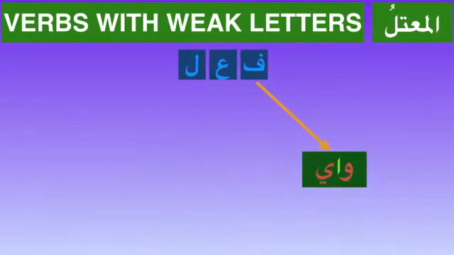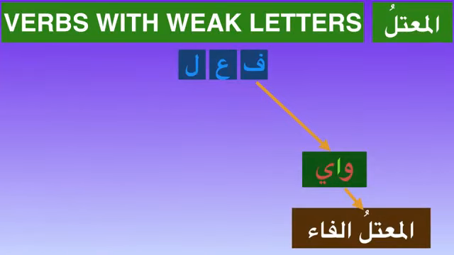So we know that whenever there is a weak letter, waw, alif, or ya, coming at the beginning of the fa'al, that fa'al is called al-mu'tal al-fa'. It is described as being weak in the fa kalima. It's very simple. So where is it weak? The weakness lies in the fa kalima.